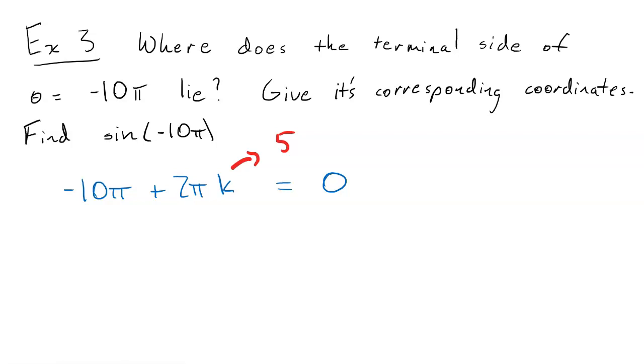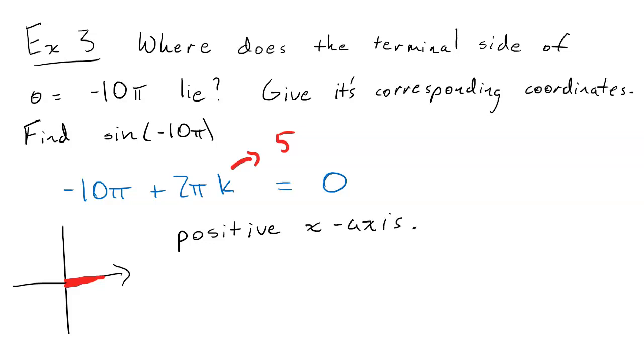So what this tells us is that looking at our xy plane, 0 radians is along the positive x-axis right here. That means our answer is that negative 10 pi lies on the positive x-axis. Okay, so what do we mean by give its corresponding coordinates?